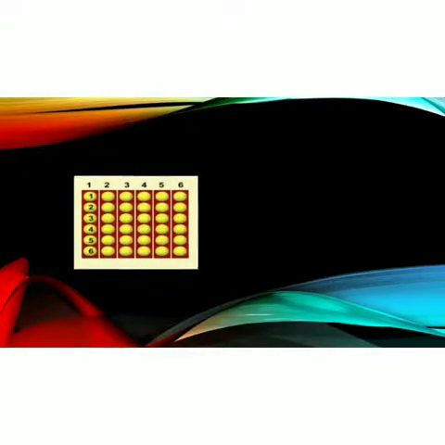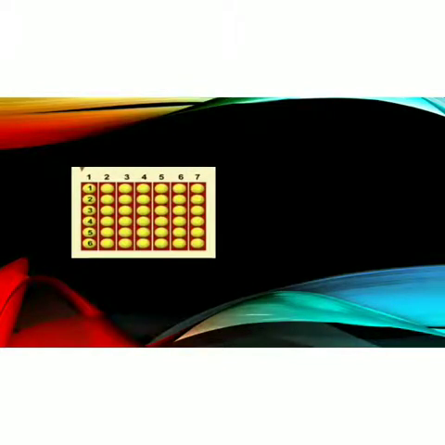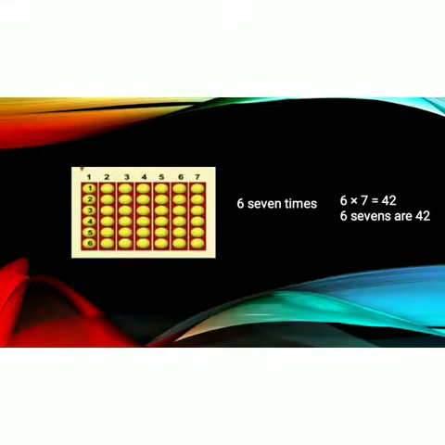6 balls we are taking 6 times. 6 multiplied by 6 is equal to 36. 6 sixes are 36. 6 balls 7 times. 6 multiplied by 7 is equal to 42. 6 sevens are 42.